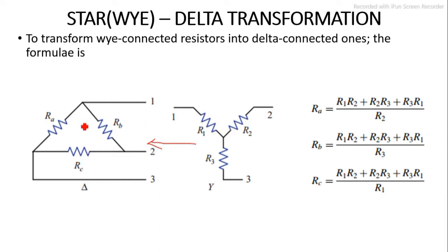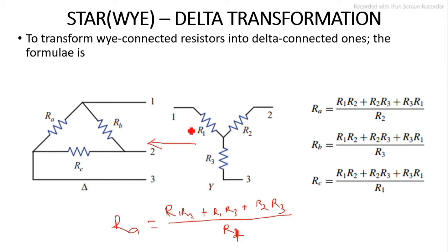Now to get to RA, your RA will be what? Your R1 R2, the product of these two, plus the product of these two again, R1 R3, plus the product of these two, R2 R3. So you take the sum of the products of each pair, divided by R2. That's the RA. Now this can be R1.